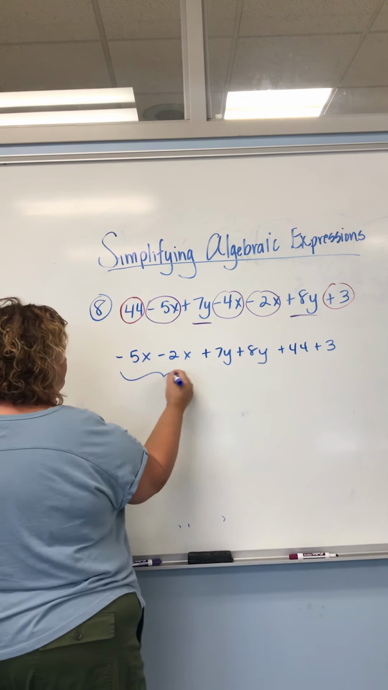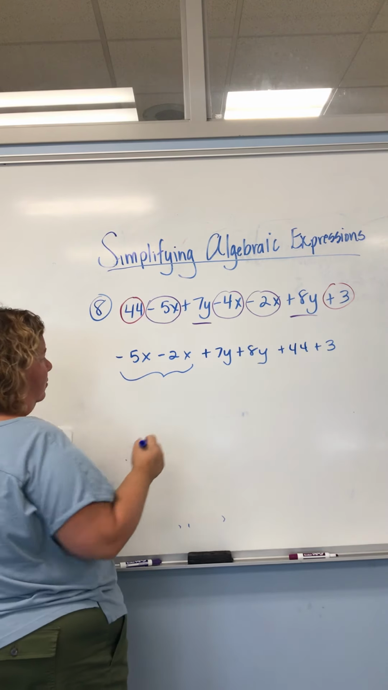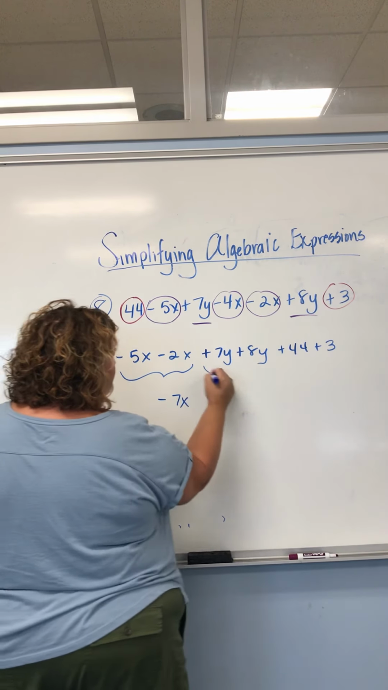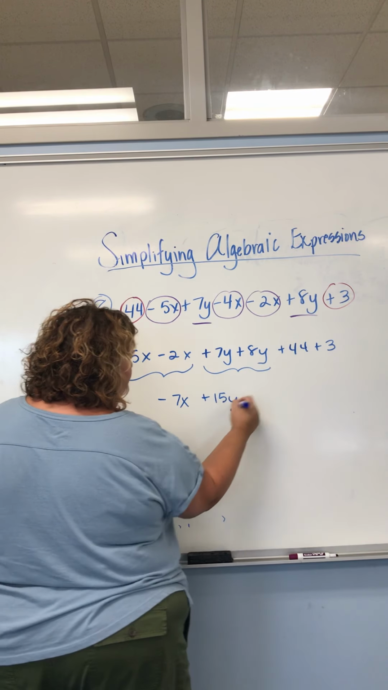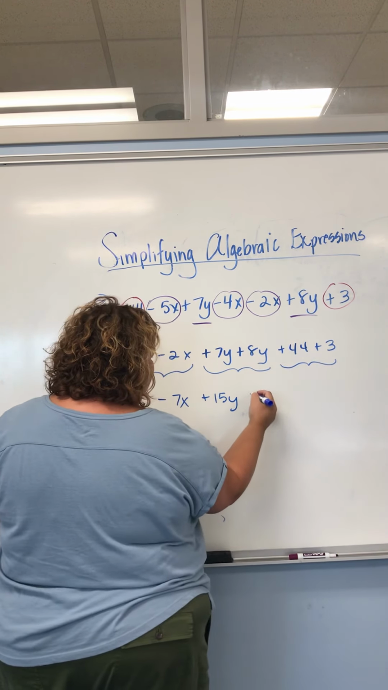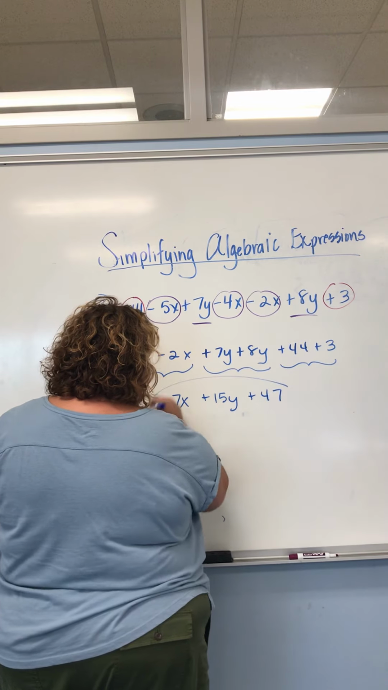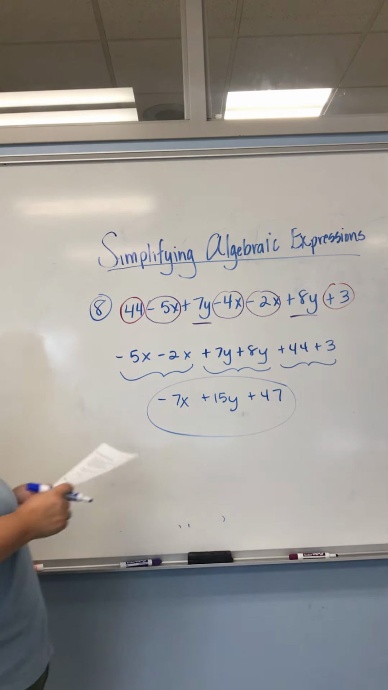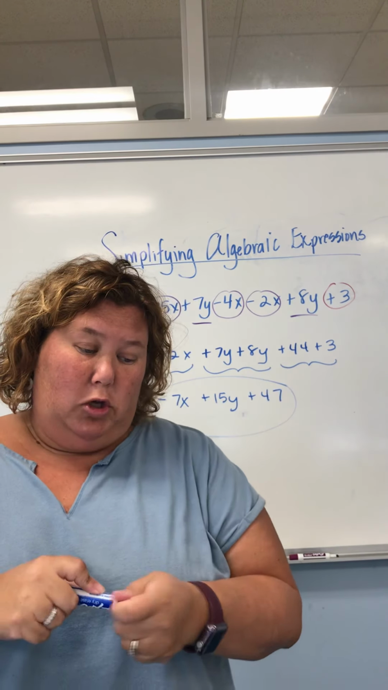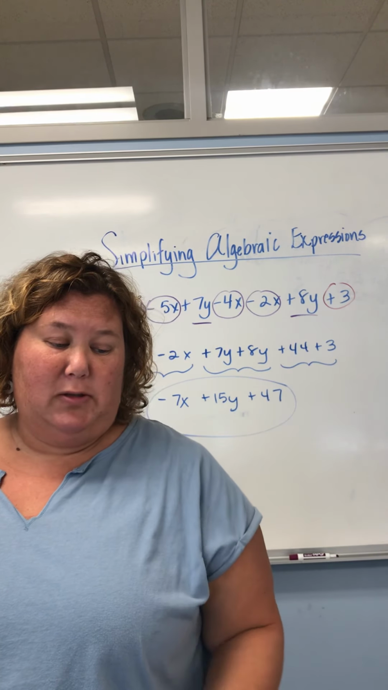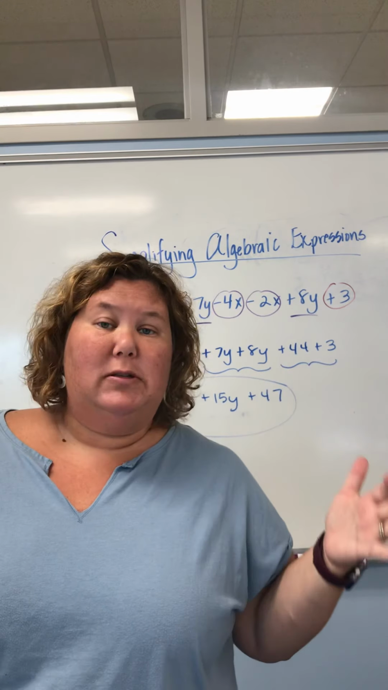So, negative 5x minus 2x is negative 7x. 7y plus 8y is 15y. And 44 plus 3 is 47. And that's my answer. There should be a post up here for homework, so you can do some practice for simplifying expressions. Thank you. If you have questions, let me know.